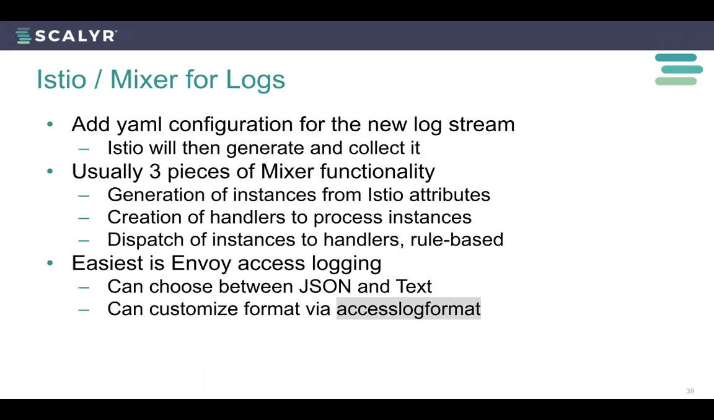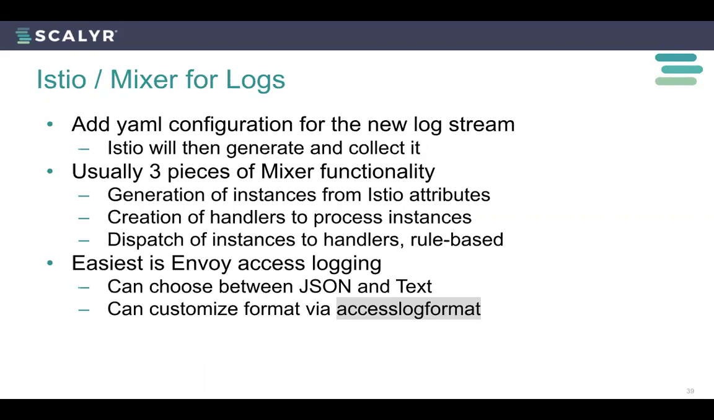Generally speaking, you'll find three pieces of Mixer that are important here. It generates the instances for what Istio is looking at. It creates a handler to process these instances, and it dispatches those instances to handlers based on the rules you set up. All of this is information that you need to know when you're looking at when things have started and where things are working. In a services-oriented environment, understanding that is crucial to understanding what went wrong.